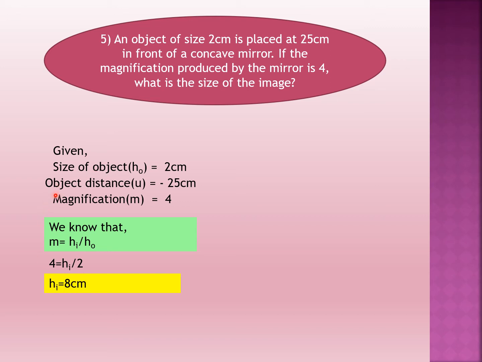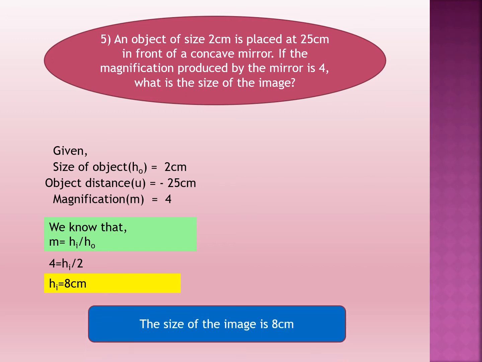So even without using this object distance, we can find the size of the image. Sometimes this will happen: information is given to you, but if it is not used anywhere in the answer, no need to worry if you're getting the answer. The only thing is you should be very sure that you're using the right concept. Okay, so the height of the image here is 8 centimeter. He hasn't asked anything else. That's it, the question ends here. So the answer is that the size of the image is 8.